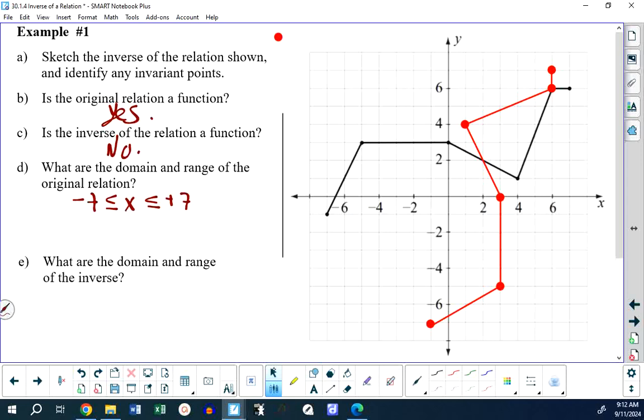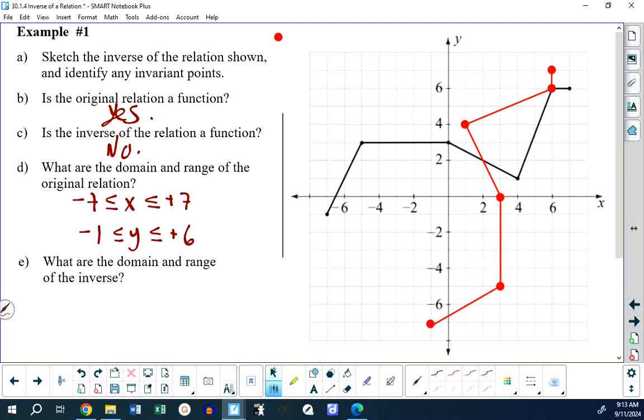Right? That's not a 30-1 question, but we're going to learn something from it. The original function has a minimum value of -1 for y and a maximum value of 6. So can we agree on that domain and range for the original? I want you to write down the domain and range for the inverse.